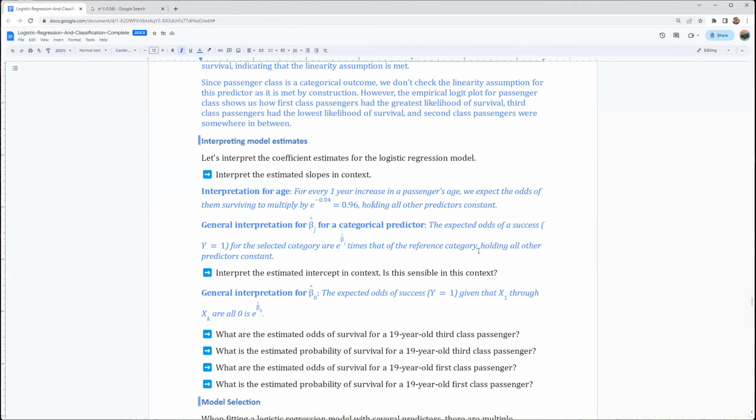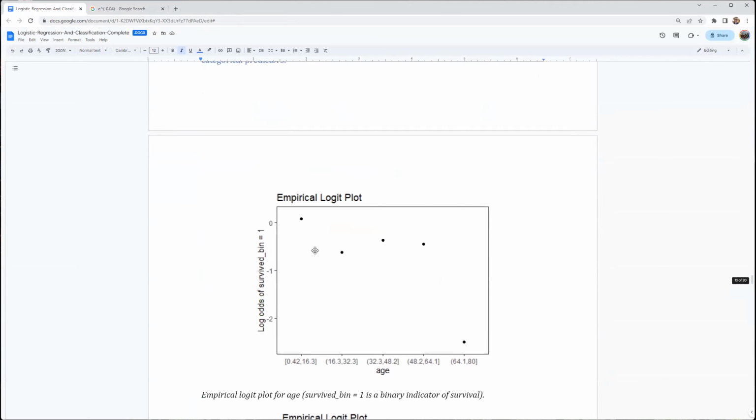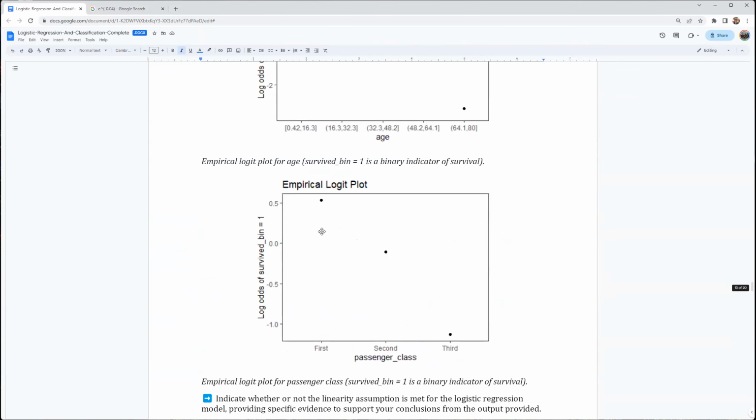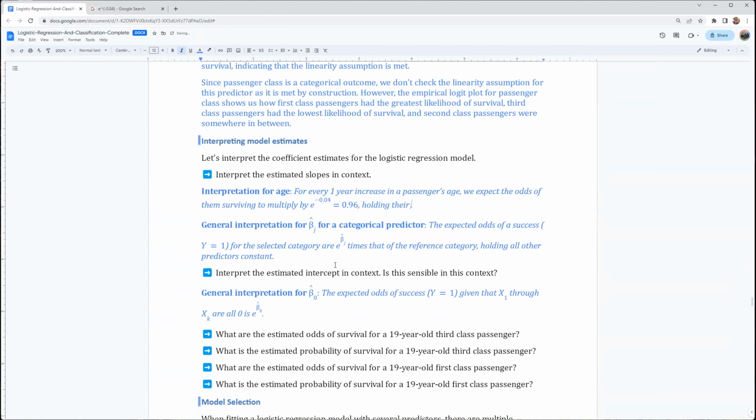So for every 1 year increase in a passenger's age, their odds of survival multiply by 0.96, holding all other predictors constant. In this case, all other predictors describe passenger class. So we'll say holding their passenger class constant. That's how we can interpret the effect of age. So essentially, their odds of survival decrease by 4% for every year older that they are. So as you get older, they were less likely to survive after controlling for passenger class. It's what we see in this data.